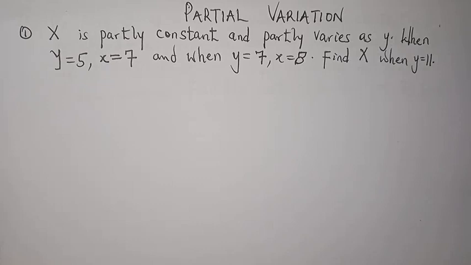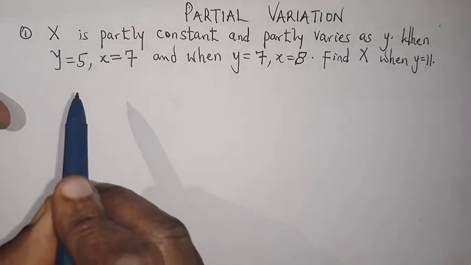So we'll be looking at partial variation, and the problem we have in front of us says x is partly constant and partly varies as y. When y equals 5, x equals 7, and when y equals 7, x equals 8. So we were asked to find x when y equals 11. So this is how you interpret problems on partial variation.